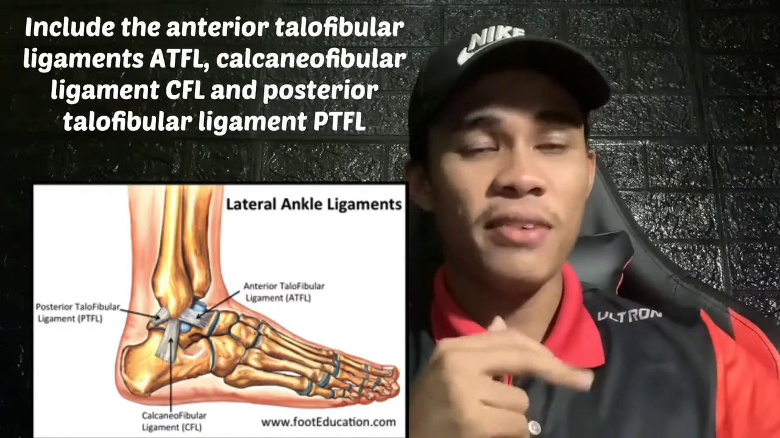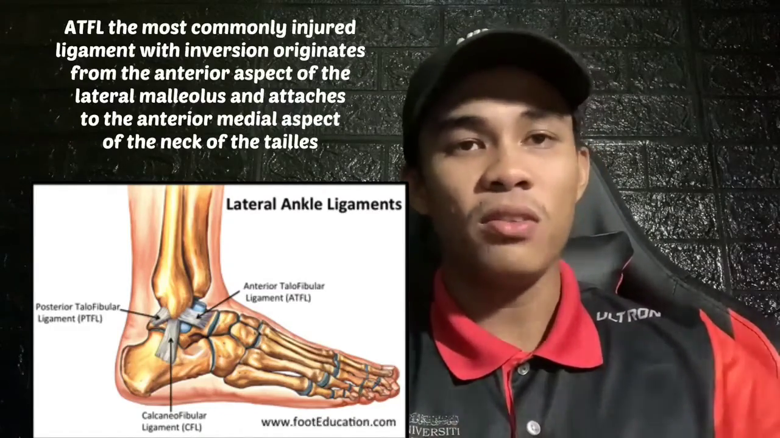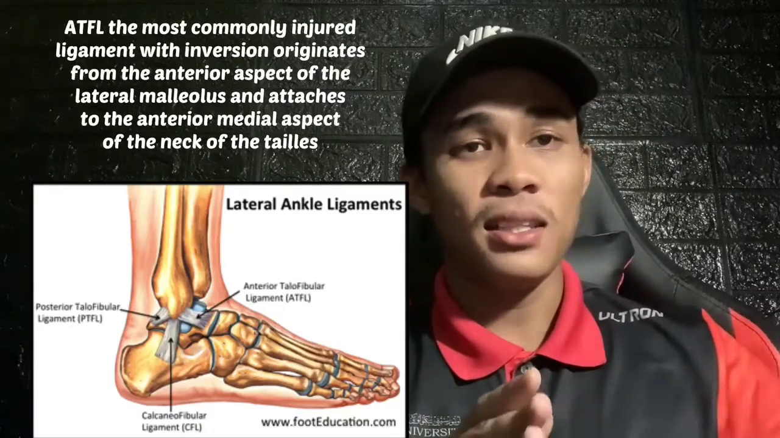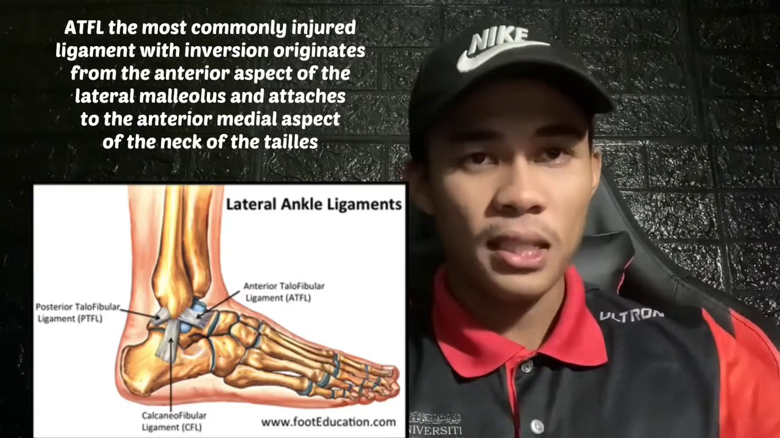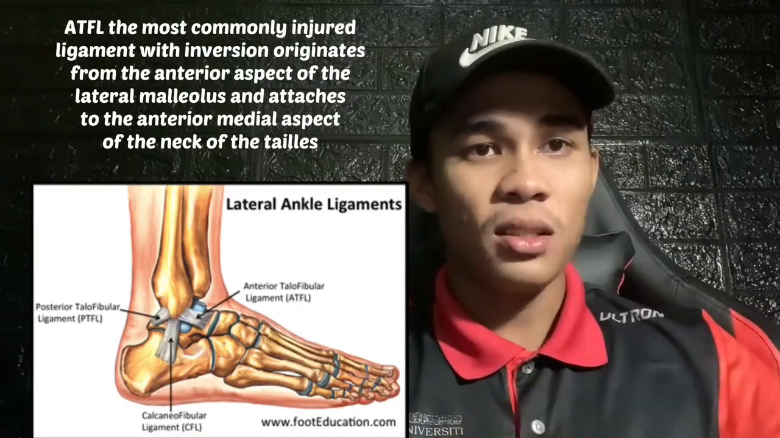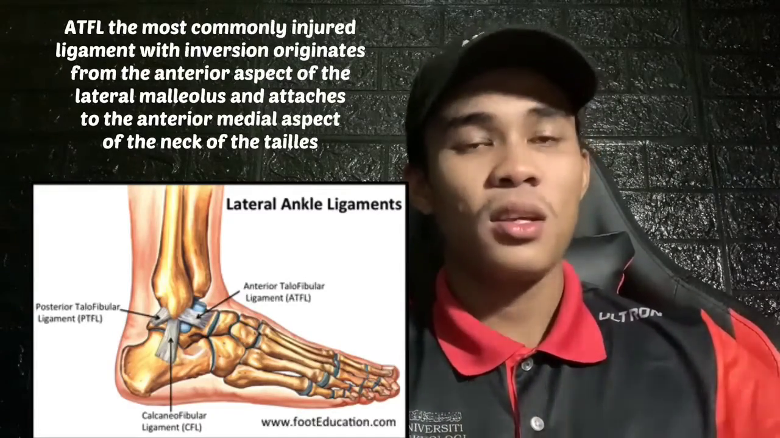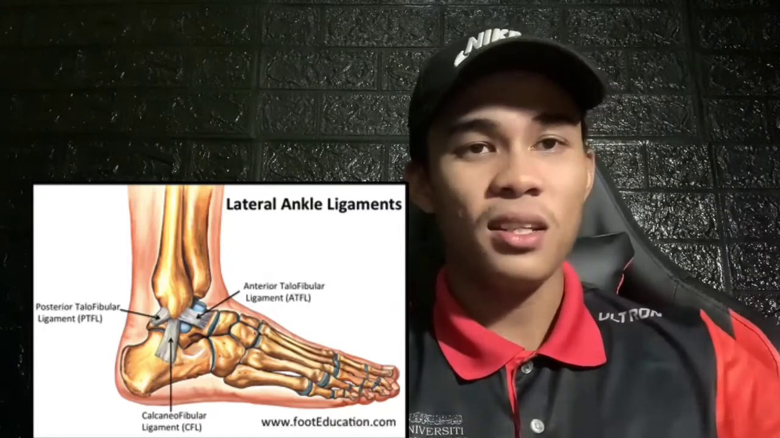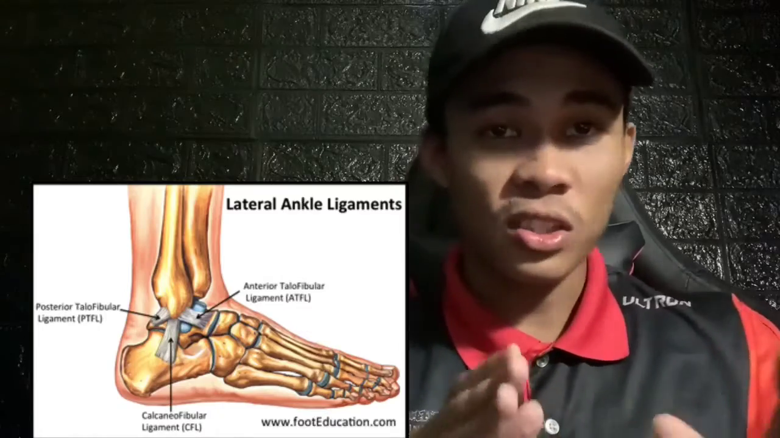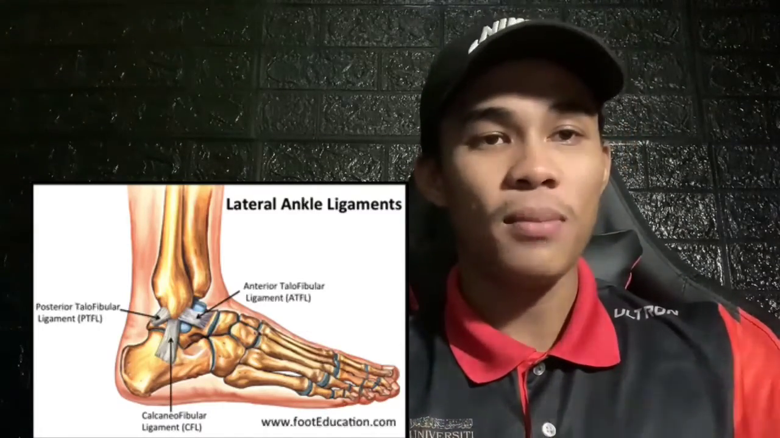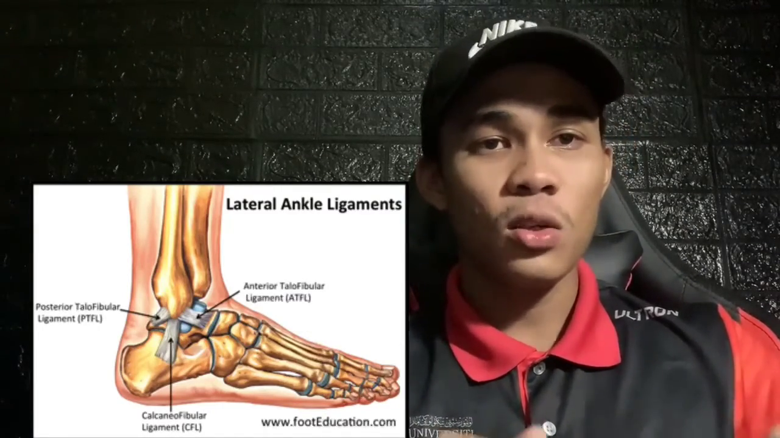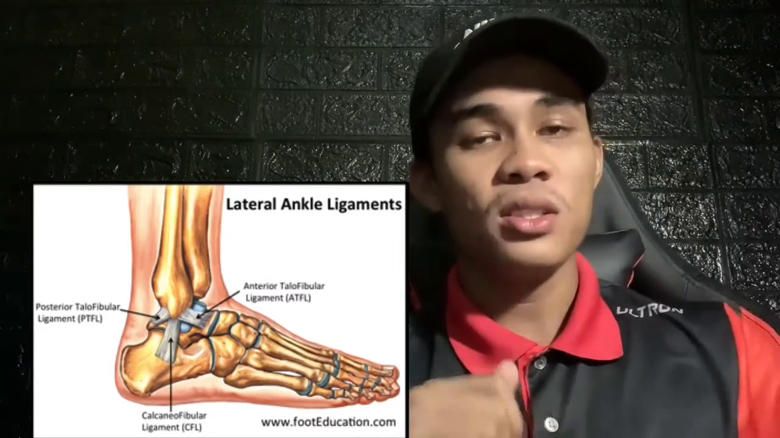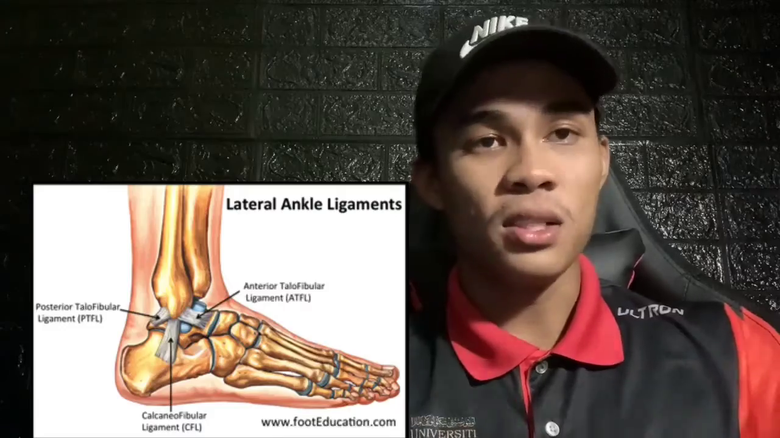The ATFL is the most commonly injured ligament with inversion. It originates from the anterior aspect of the lateral malleolus and attaches to the anterior medial aspect of the neck of the talus. Its function is to resist anterior translation and internal rotation of the talus on the tibia. The anterior drawer test is useful for identifying an injury to this lateral collateral ligament.